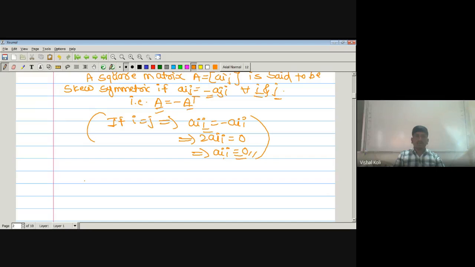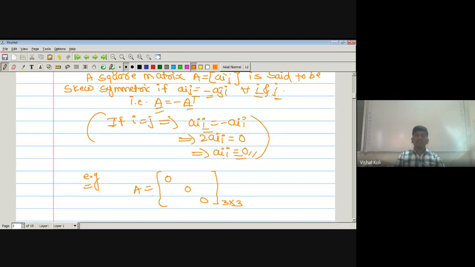For example, see its example, A equal to, from the definition, all the diagonal entries will be equal to 0. So it will be a 3 cross 3 matrix. So all the 3 entries on the diagonal line are equal to 0.